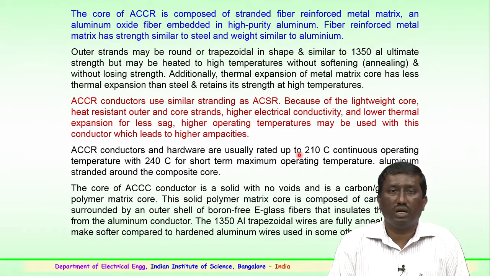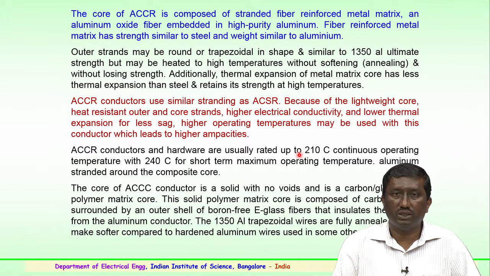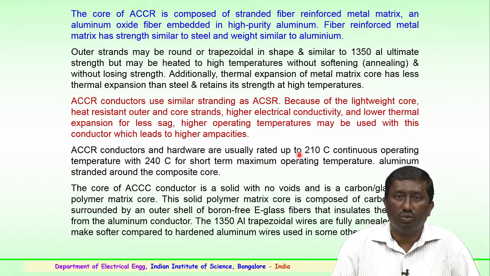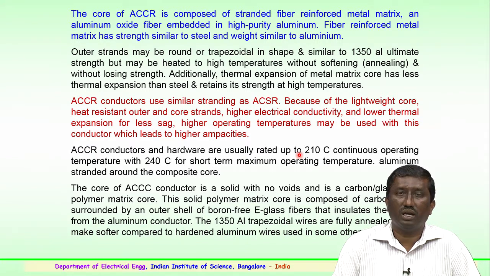So, the ACCR or high temperature conductors use similar strandings as the aluminum conductor steel reinforced. Because of the lightweight core used in ACCR, the heat resistant outer and core strands, higher electrical conductivity and lower thermal expansion for less sag, a higher operating temperature may be used with this conductor, which further leads to higher current carrying capability.